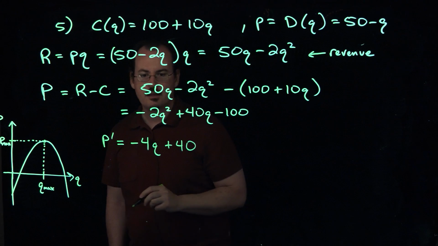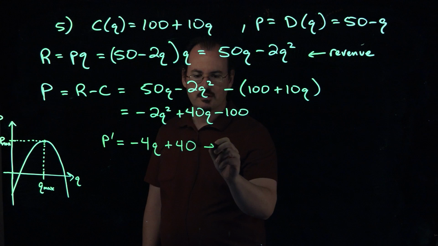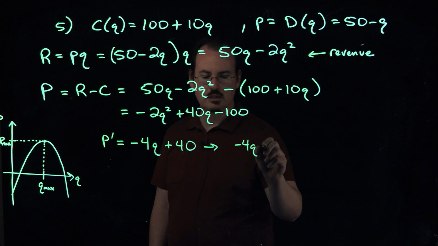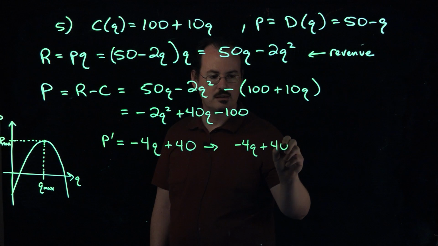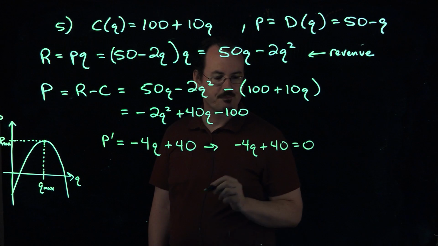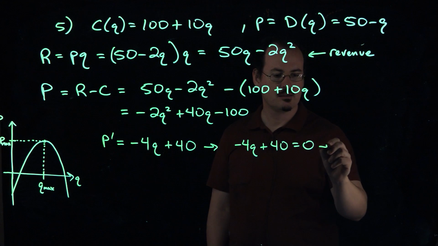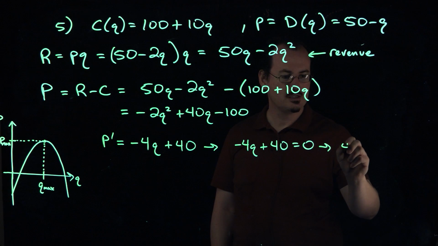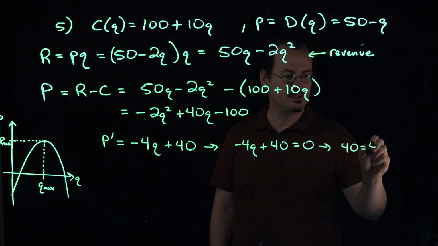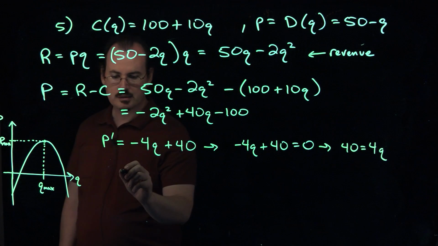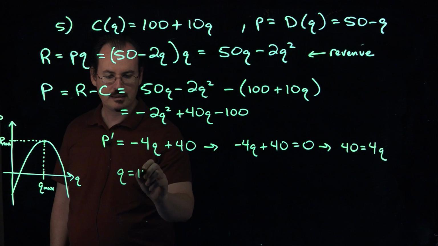Okay. What do I do with that derivative? I set it equal to 0, so I get minus 4Q plus 40 equals 0. If I move that 4Q over to the other side, I get 40 equals 4Q. So what does that tell me about Q? It tells me that Q is equal to 10.